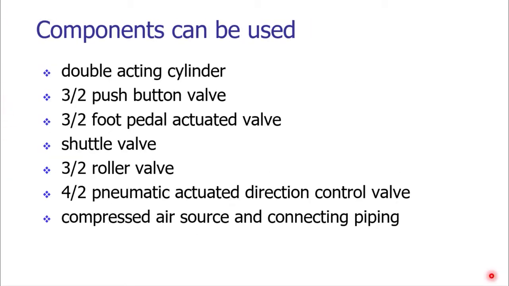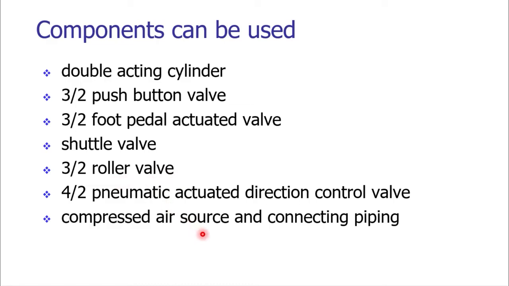Now let us list down the various components which can be used to develop this pneumatic circuit. As it is mentioned that we need to actuate the double acting cylinder by using two different valves, that is a 3x2 push button valve and the 3x2 foot pedal actuated valve. To utilize the services of these two different valves, we are taking help of a shuttle valve. Then to actuate the retraction of the piston cylinder, there is a need to have a 3x2 roller valve.